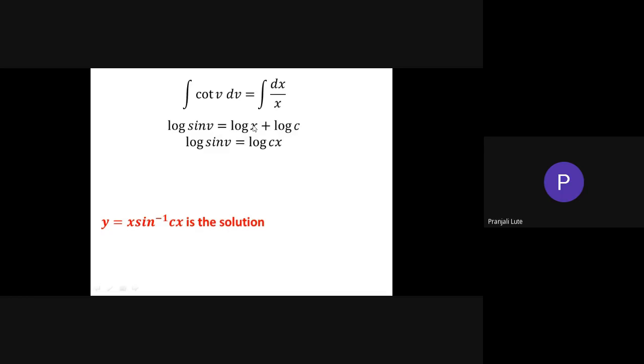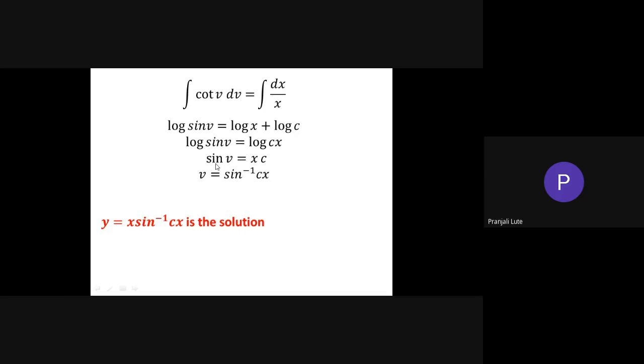Integration of cot v is log of sin v, equal to integration of 1 upon x, which is log x, plus, since both terms have log, that's why I consider here log c as a constant term. Then log sin v equal to log a plus log b. Log a plus log b can be written as log ab. So here log gets cancelled. So your answer is sin v equal to xc.